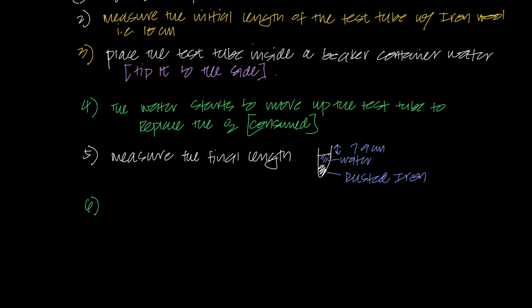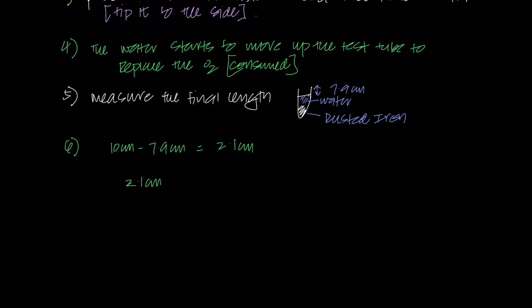Then you just perform a calculation, right? I take the initial reading, which was 10 cm, minus the final reading. This gives me the length difference because of the oxygen consumption. If I want to find the percentage, it's going to be 2.1, the difference, divided by the initial reading, which was 10 cm, multiplied by 100%. The cm cancels with cm, and the 0 cancels with 0. 2.1 multiplied by 10 gives me 21, and put the percentage sign here. So that's the other way of finding the percentage of oxygen in the air.